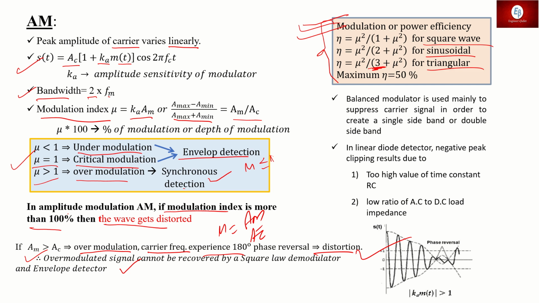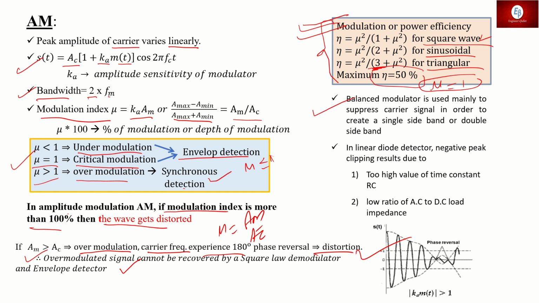If you are asked about the maximum efficiency which you can get, it is 50% in the case of the square wave. In a square wave, if μ is equal to 1, which means critical modulation, then you will get an efficiency of 50%. So these are the important three conditions for the modulation efficiency in the case of square wave, sinusoidal wave and triangular wave.